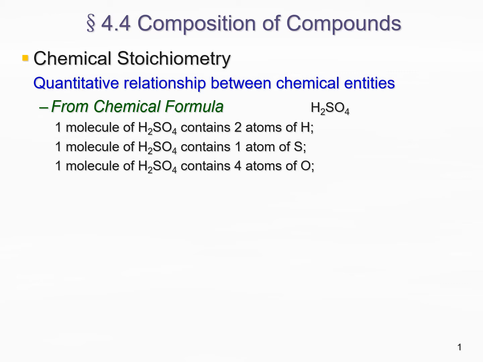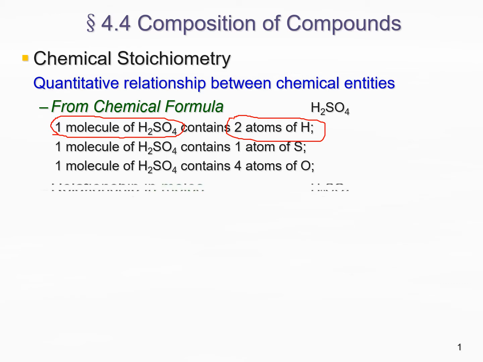Again, in these statements, we see 2 different pieces of information in each statement. So for example, 1 molecule of H2SO4 versus 2 atoms of hydrogen. Remember, a statement containing 2 pieces of information should be considered a conversion factor. The same goes for the next 2 statements as well.